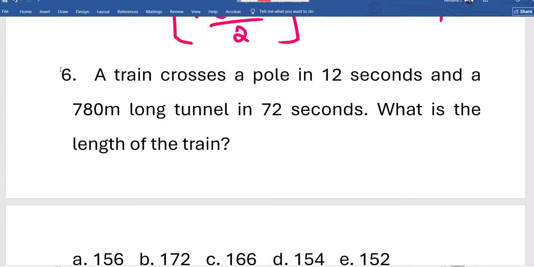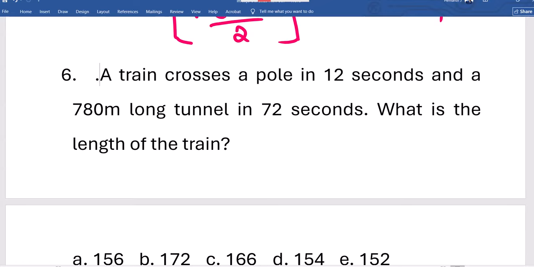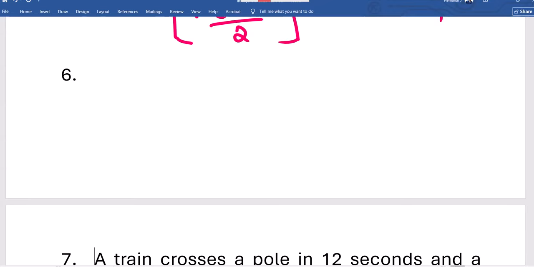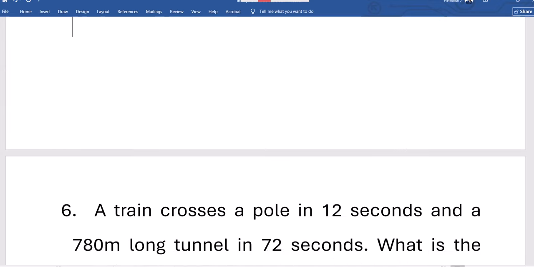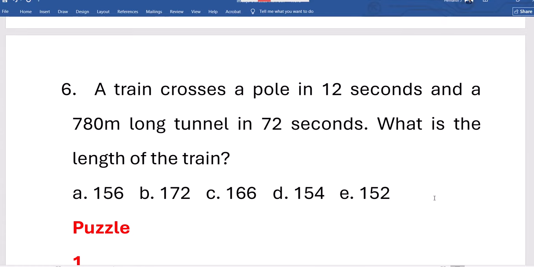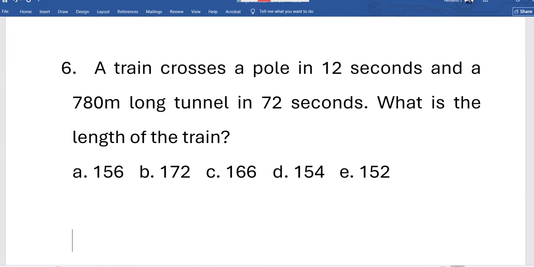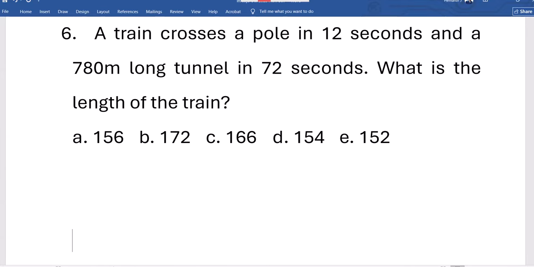Next, train crossing a pole, train crossing a tunnel. A train crosses a pole in 12 seconds and a 780-meter long tunnel in 72 seconds. What is the length of the train?